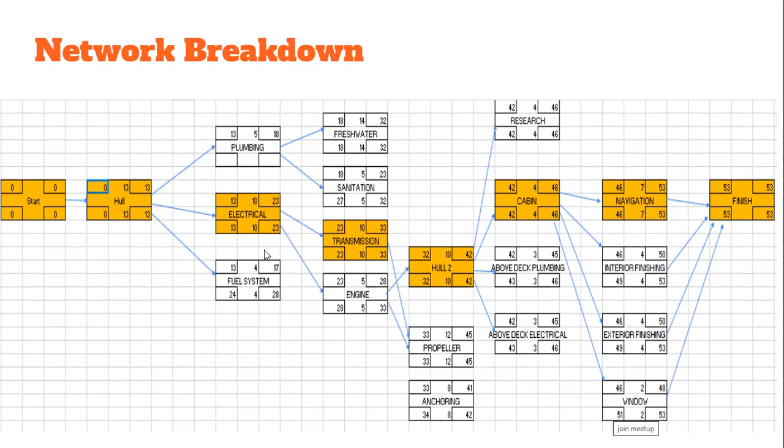Once the network contained the latest and the earliest start dates, a slack table was generated by subtracting the earliest start date from the latest start date.